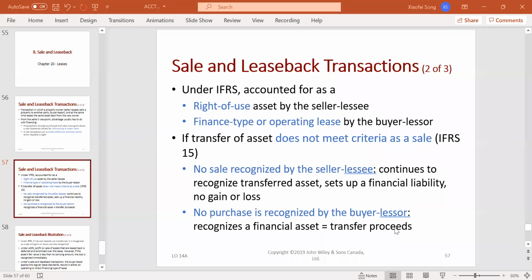Okay, so, accounting for sale and lease back. Professor? Yes? I'm not sure, you are not sharing your screen. Oh, okay, let me try again. How about now? Yeah, it shows. You see it now?